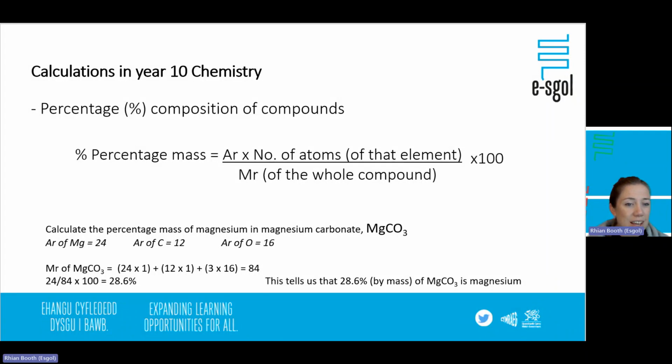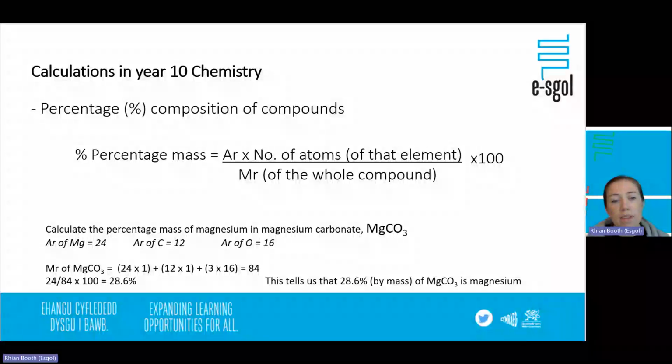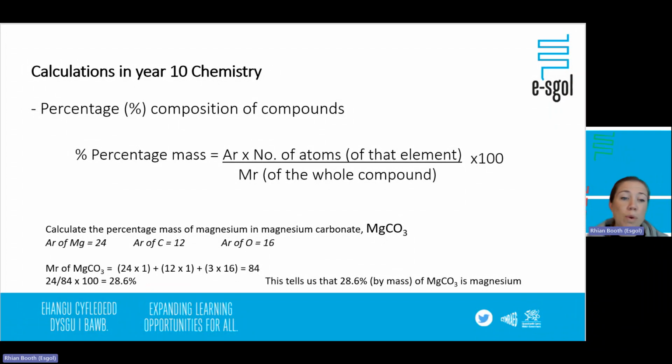But you're being asked to calculate the percentage mass of magnesium in magnesium carbonate. So out of that 84 total, 24 is magnesium. So in order to calculate the percentage, you must divide 24 over 84 times the 100, and that gives you a percentage of 28.6. Okay, so that is the percentage of magnesium in magnesium carbonate.